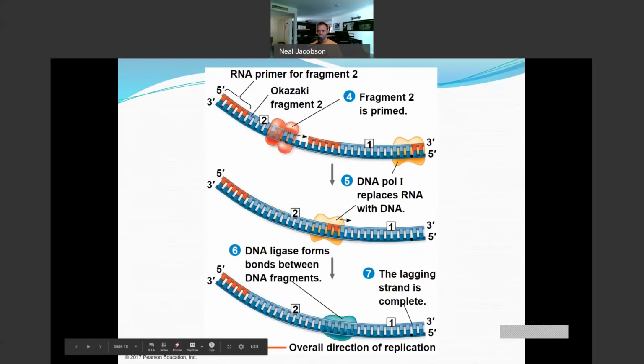It seals those gaps. So notice this gap up here is sealed already by that DNA ligase. And then the DNA ligase comes up. So DNA ligase is joining the Okazaki fragments together until the lagging strand is complete.